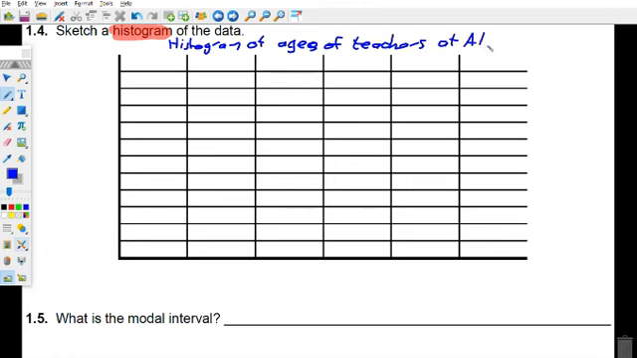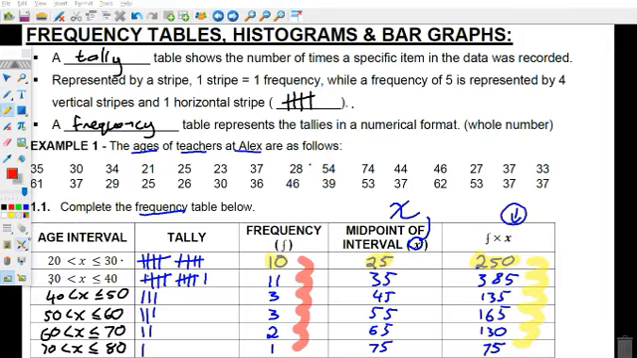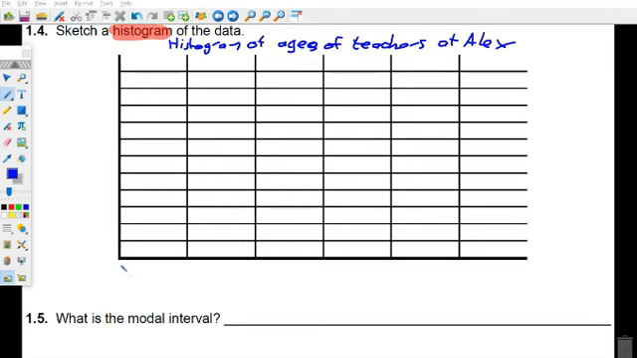at Alex. All right, so in my first point here, the first column, it's going to be the first age interval. So we're going to put it in here. We're going to say 20 less than x less than or equal to 30. And then the next one, 30 less than x less than or equal to 40, and so on and so forth. So here is my age interval, and then up the side here, we're going to work out the frequency.